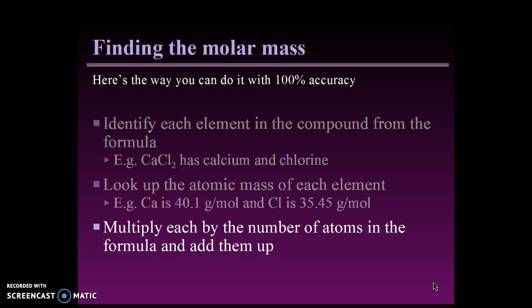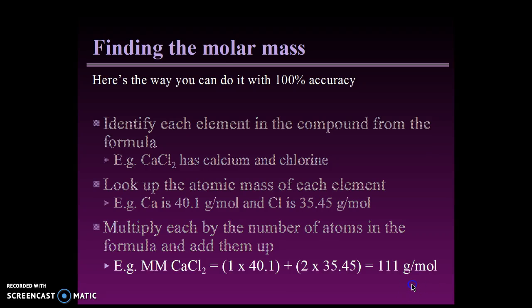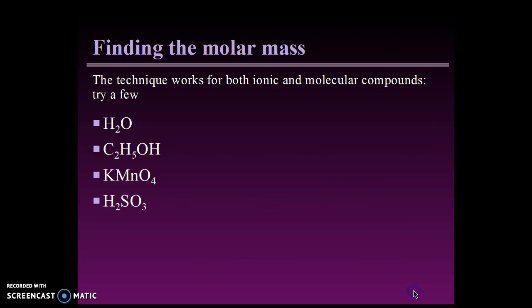Then you multiply each of those numbers by the number of atoms in the formula and add them up. So the molar mass of calcium chloride is 1 times the mass of the calcium, and here's the 1, and 2 times the mass of the chlorine, and there's 2 chlorines. When we do this, we get 111 grams per mole. Now it's your turn. The technique works again for both ionic and molecular compounds. So let's try a few of these.